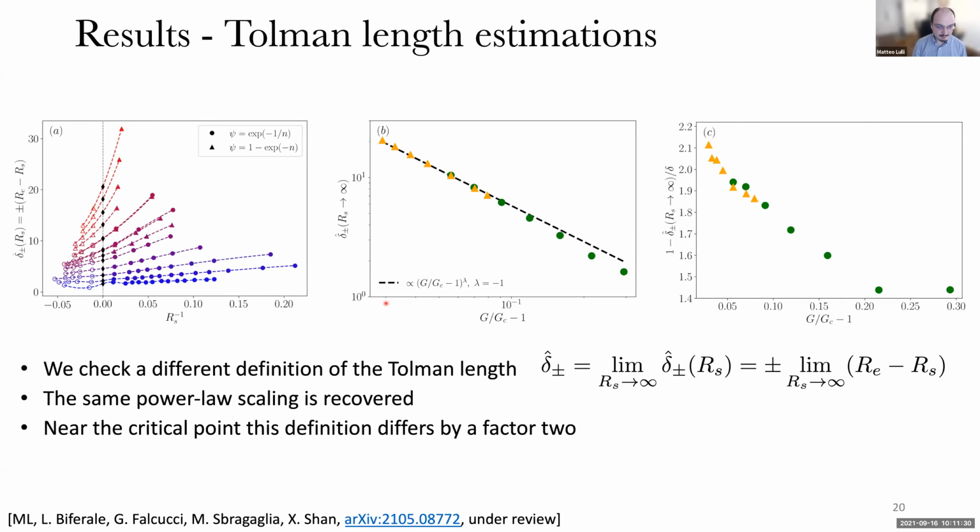We can double check with another definition that is known in the literature to be not exactly identical, but still compatible in our expectation. And this is basically given by the difference between the equimolar radius and the surface of tension radius. As we can see, we need to look at the zero curvature limit, which is represented here by these black diamonds. And the Tolman length, of course, is growing again as the temperature reaches the critical point. Again, we have a reasonable power law. Again, the exponent is -1.